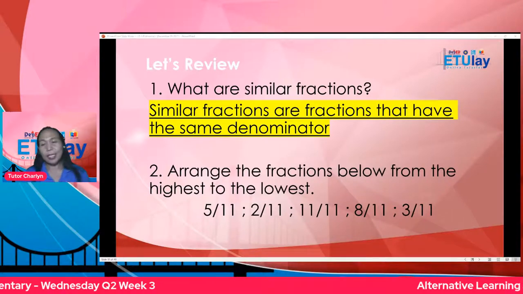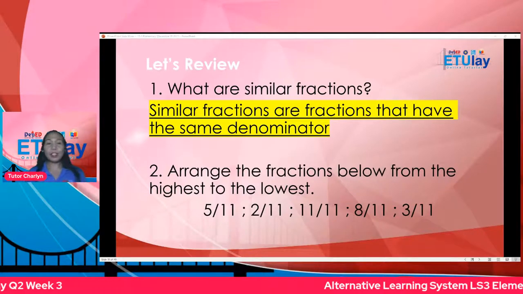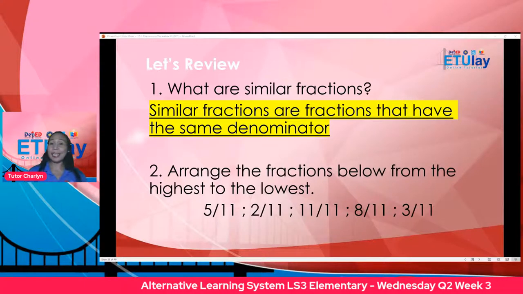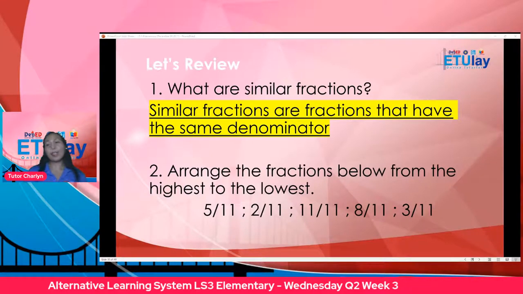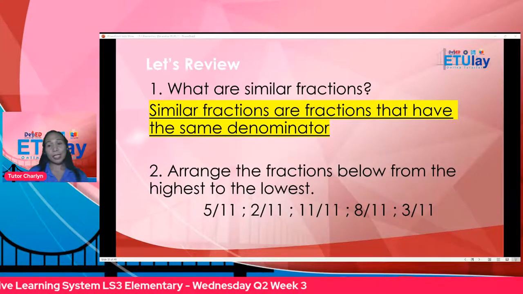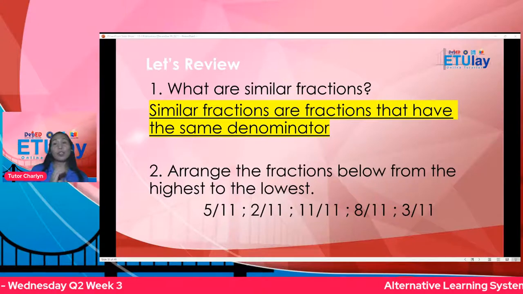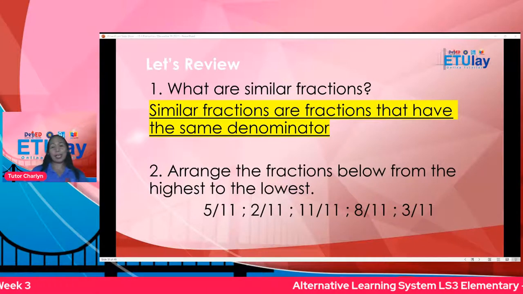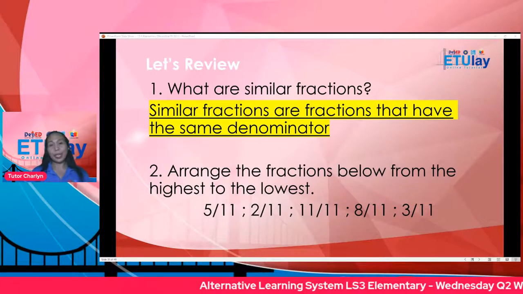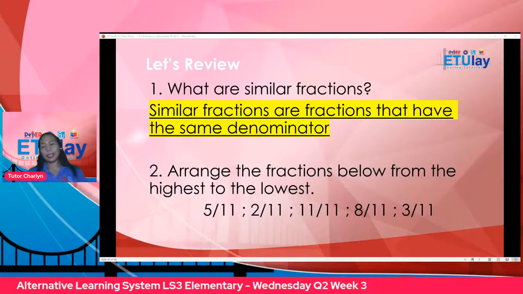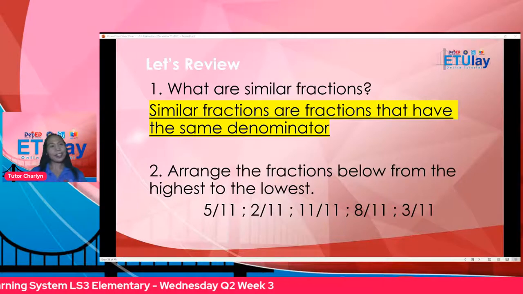Okay. So, pag similar fraction, mas madali tayong mag-arrange kasi ang titignan na lang natin is yung nasa taas. Kung ano yung mas malaki sa taas, yun po yung pinakamalaki. So, i-arrange po natin siya ngayon, based po kung sino yung pinakamalaki hanggang po sa pinakamaliit na fraction. Okay, ano po kayang magiging arrangement niya? Okay, comment down your answer.